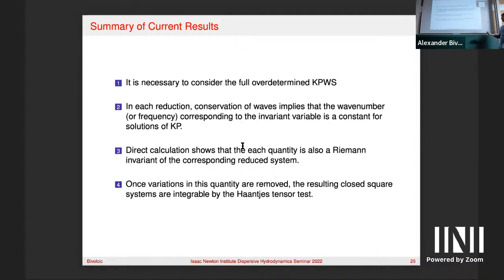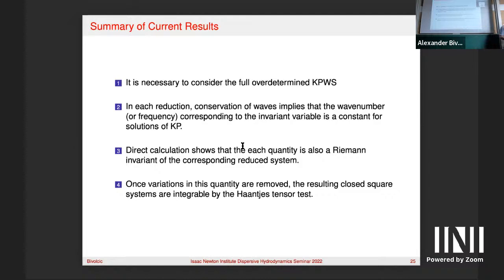In each reduction, we do have a Riemann invariant which corresponds to a constant of motion once you take into account that full overdetermined system. And then finally, once you neglect that Riemann invariant because it is a constant of motion, the resulting system passes the Haantjes tensor test and therefore should be integrable.